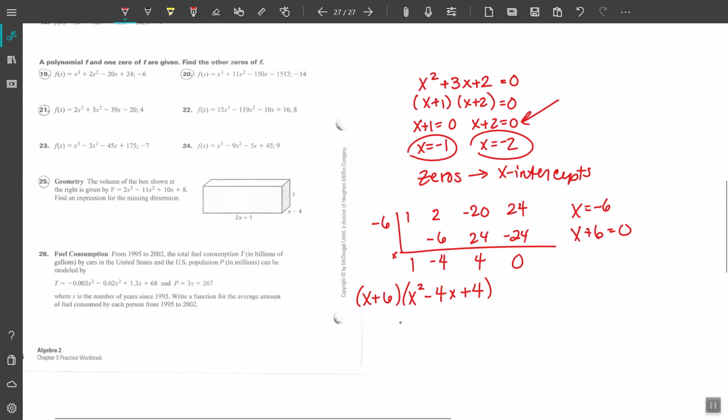So now I have these two terms. They asked me to solve for the other 0. So I have to factor this right here into its components, which is x minus 2 times x minus 2.